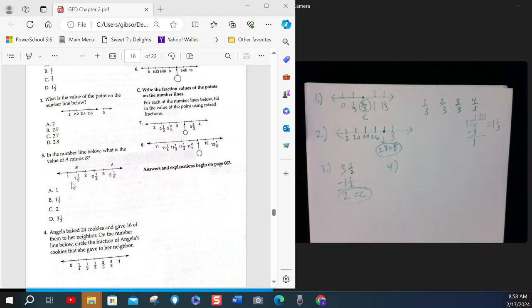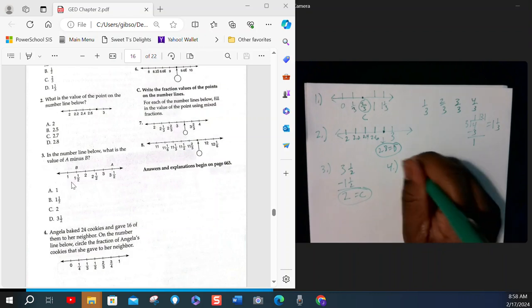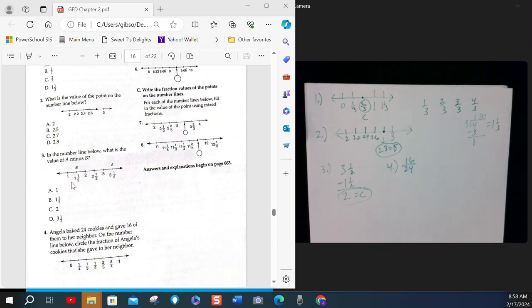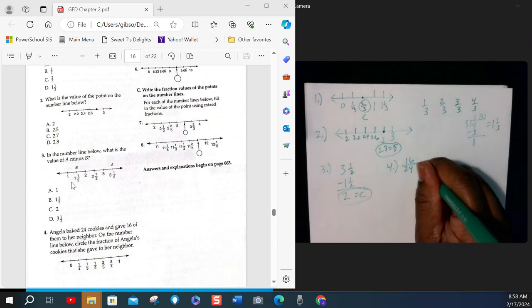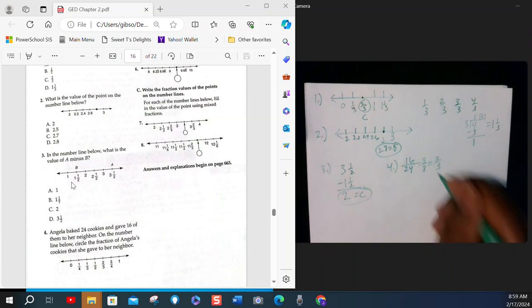Angela baked 24 cookies and gave 16 of them to her neighbor. On the number line below, circle the fraction of Angela's cookies that she gave to her neighbor. So 24 is the total amount. She gave away 16. Now we need to simplify this. Both of these can be divided by 8, and that would give us 2/3.